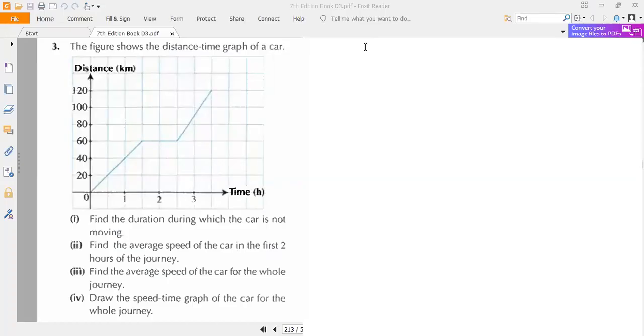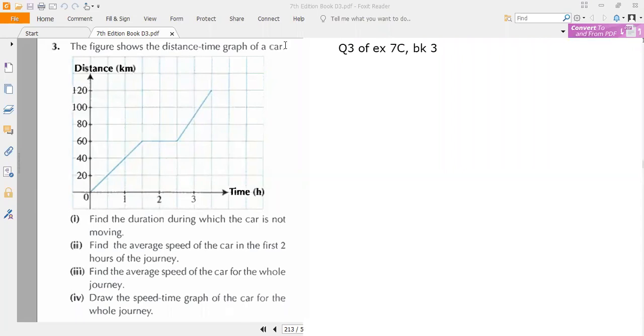Okay. So now this is question number 3 of exercise 7C, book 3. This is the question which is in front of you. In this question, they are asking some things which we are going to see here. They have given us a distance time graph, which is already made here.